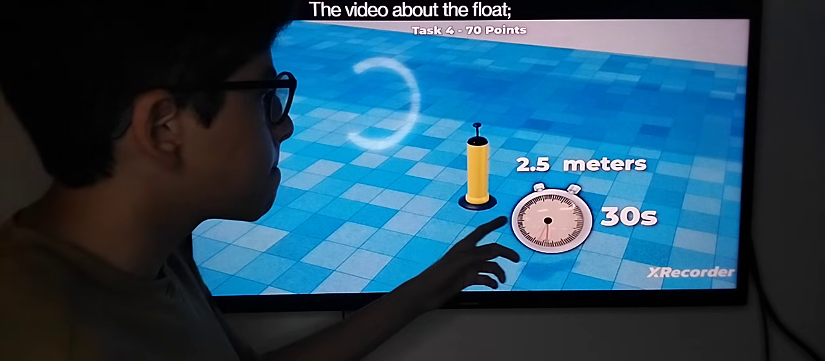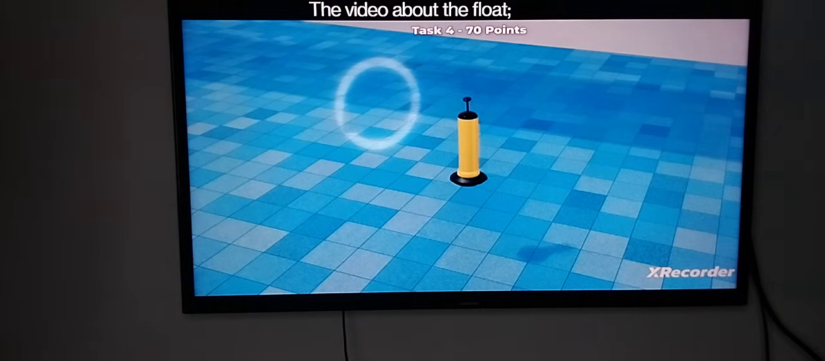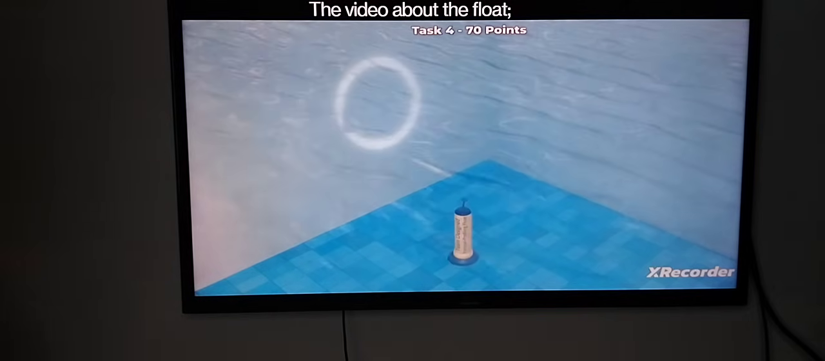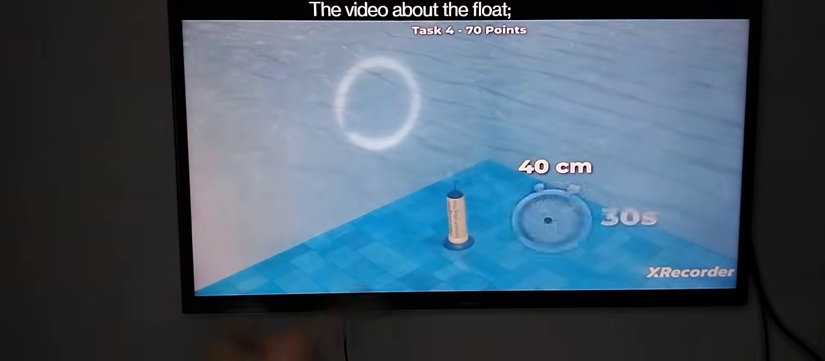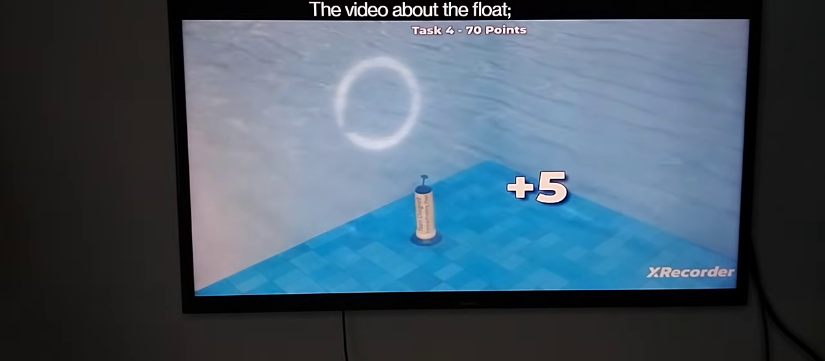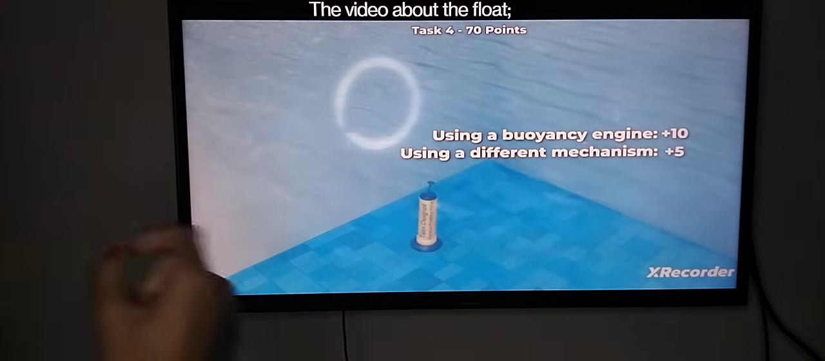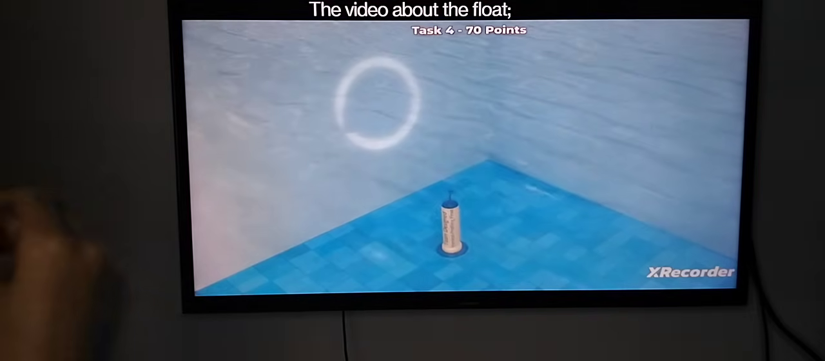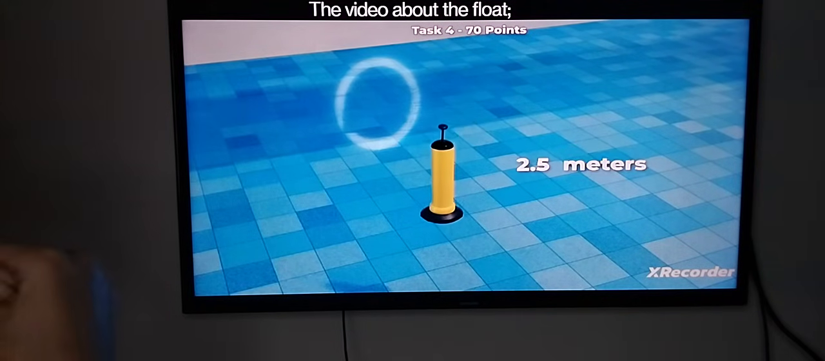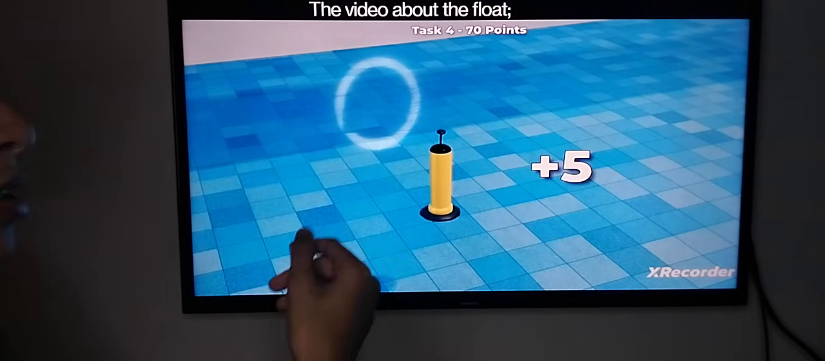5 points. So when the float goes up 40 centimeters, it will hold 30 seconds, equal 5 points. The buoyancy engine is 10 points. 2.5 meters, again like I said, twice.